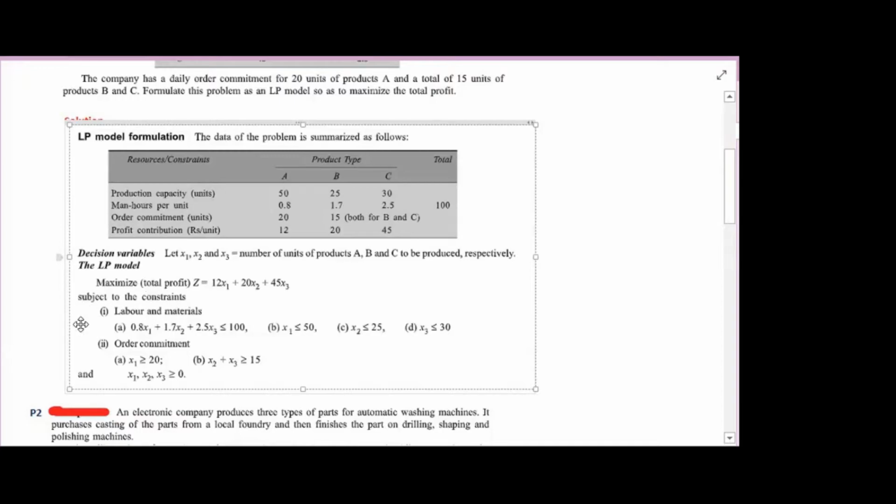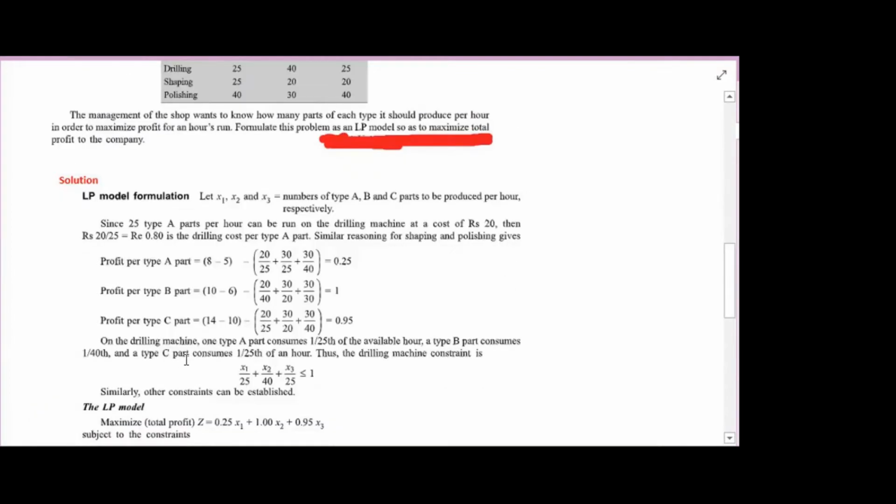These are the constants, and this is your objective function. So by writing the objective function and all the constraints, you can say that this is a complete standard form of a linear programming problem. अब आप इसको किसी भी तरह से सॉल्व कर सकते हैं, चाहे आप सिंप्लेक्स मेथड यूज करिए चाहे ग्राफिकल मेथड यूज करिए, राइट?